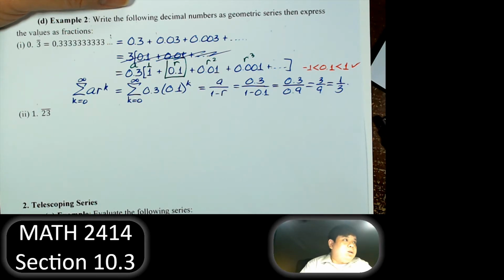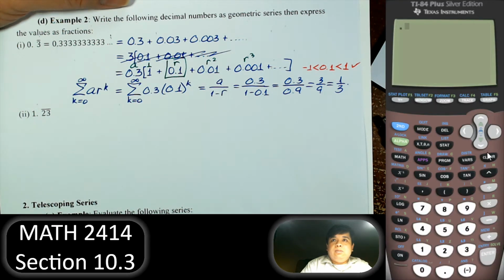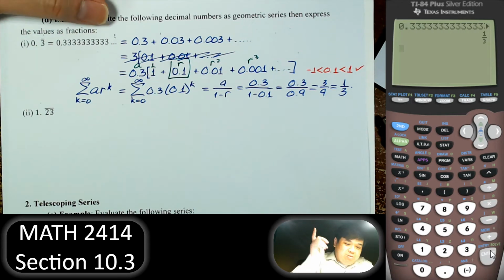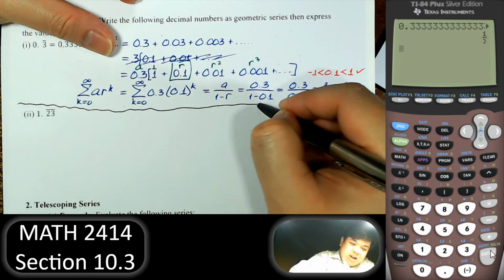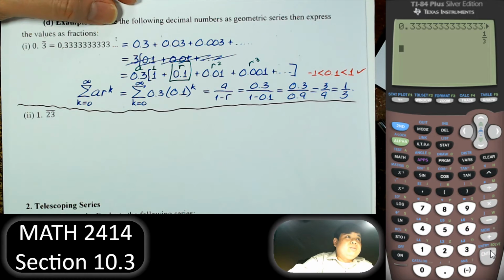The calculator is frozen, so let me restart it. If we just had 0.3 repeating, it does convert to a fraction nicely, of course, but we're not doing that. A little more advanced here for the next one.